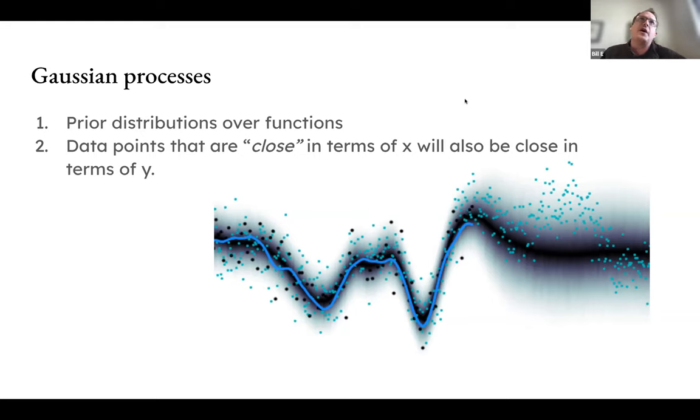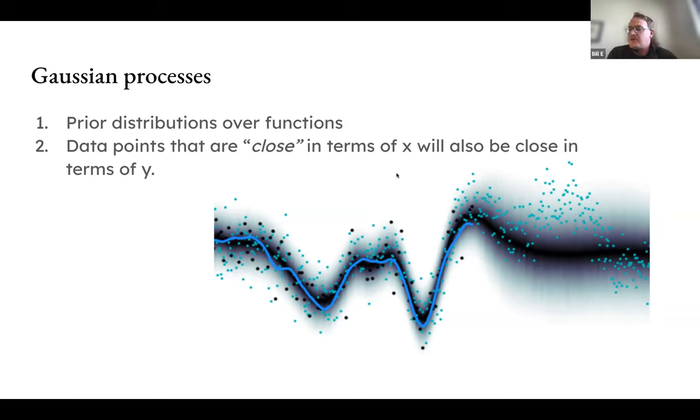I'm not going to talk about how well GPs work on different types of data or how well HSGPs work. Both of those things work great, and there are definitely better sources to read about that. So what are GPs? In short, GPs are prior distributions over functions. You put priors on random variables, priors on scalars. You can put priors on vectors, which is just a set of scalars, and then you can put priors over functions too.